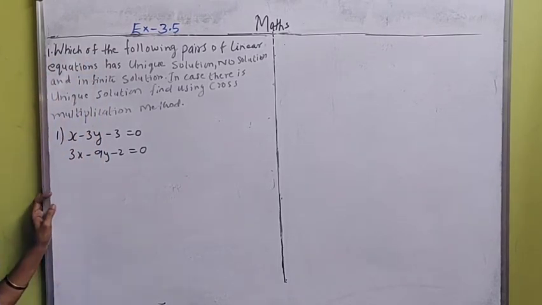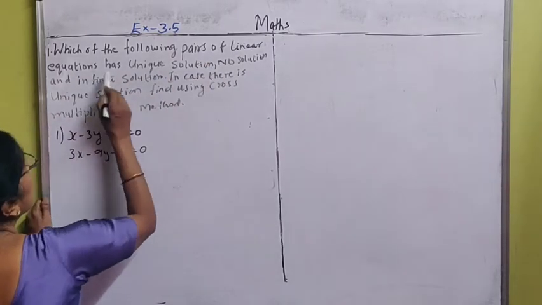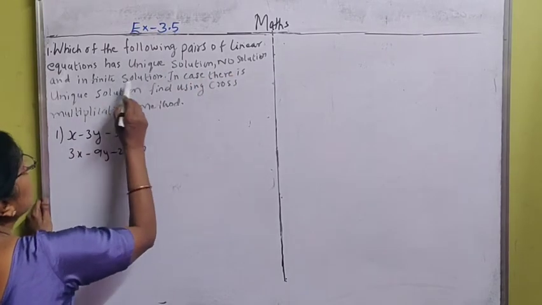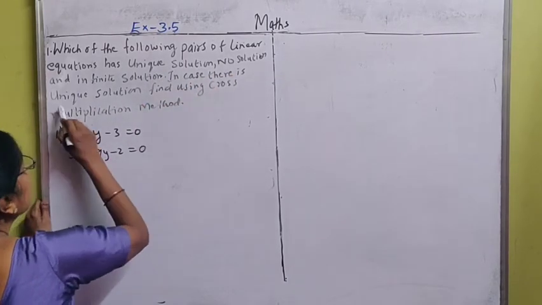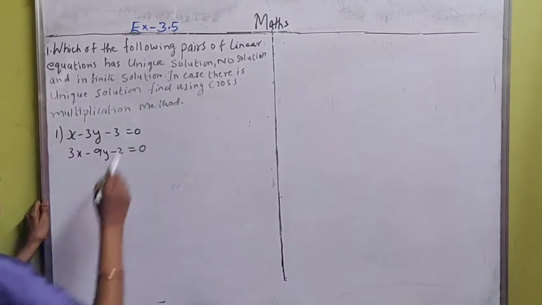Multiplication. What is the first sum? Let us see. Which of the following pairs of linear equations has unique solution, no solution and infinite solution? In case there is unique solution, find it using the cross multiplication method.